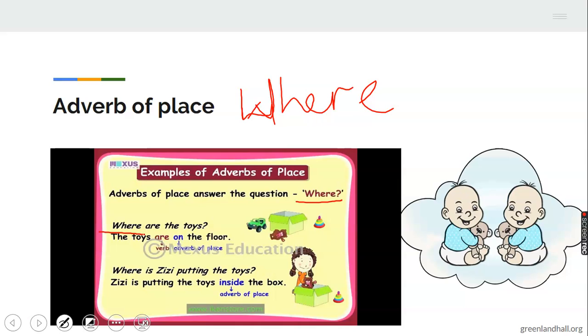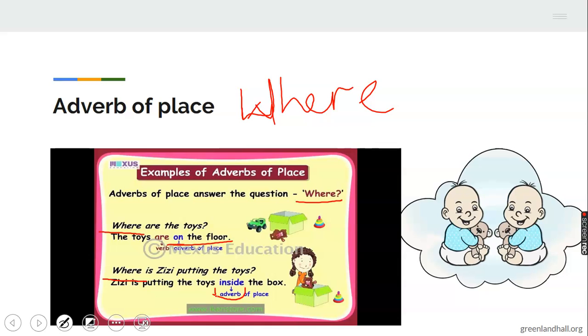Then the toys are on. The on here is the adverb of place. On the floor, adverb of place. Then where is Zizi putting the toys? The where asks the question, and the word used in asking the question is an adverb of place. And then Zizi is putting the toys inside the box. Inside is the adverb of place.